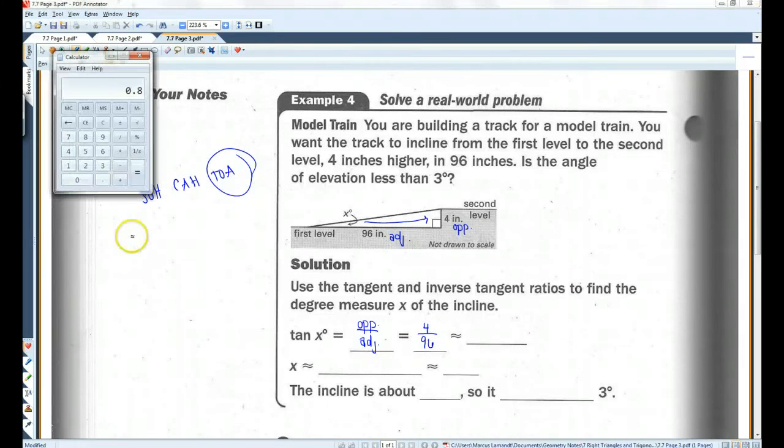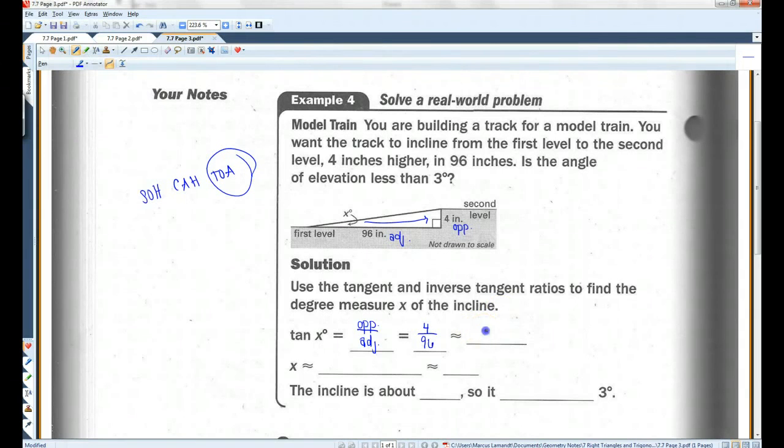So tangent of x equals opposite over adjacent. The opposite side is 4 inches, the adjacent side is 96. So 4 divided by 96. Alright. So x is approximately, let's see here. I'm going to add a step in here, just in case somebody's confused. Tangent of x equals 0.0417. Okay? But we're not looking for tangent of x, we're looking for x. So I've got to take the inverse tangent of both sides. So x is inverse tangent of 0.0417.